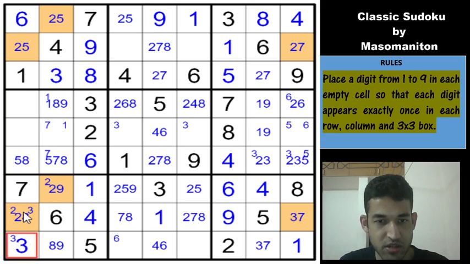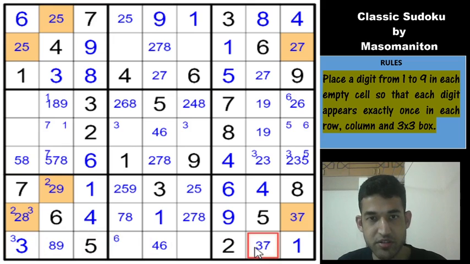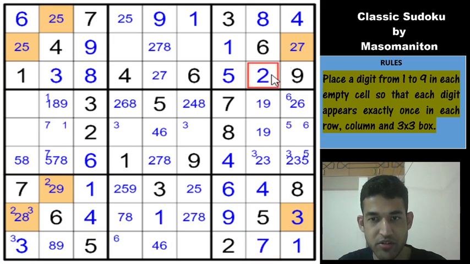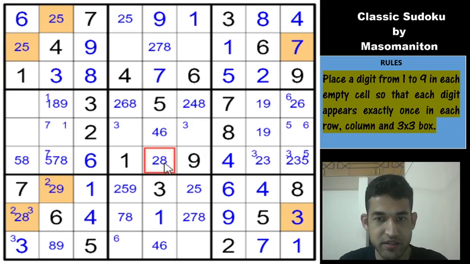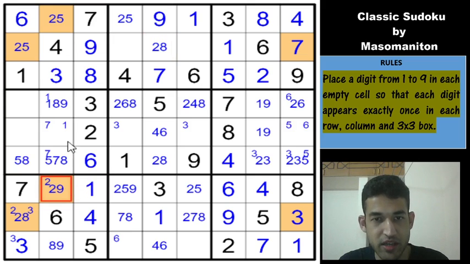So this is 2, 8. So this gives us a 7 here, which means that this would be a 3. And this 7 gives us a 2 here, a 7 here. And this 2 gives us a 7 here. Beautiful. So this must be 2, 8, right? And this must be a 2, 8. So let me remove the highlighted cells.